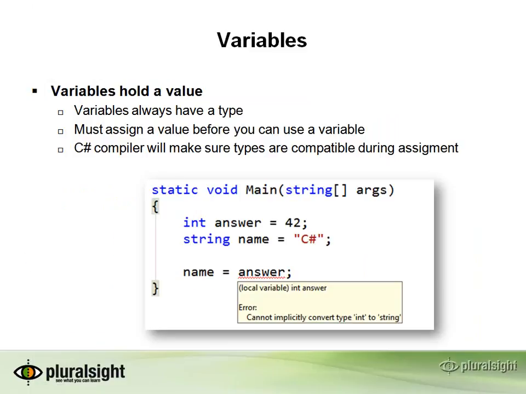As I mentioned previously, C# is a strongly typed language. That means that the compiler is going to make sure that types are compatible when you're performing operations on them and making assignments. If I tried to take answer, which is an integer, and assign it to name, which is a string, I'll have another compiler error. And the C# compiler will tell me I cannot implicitly convert this int into a string.